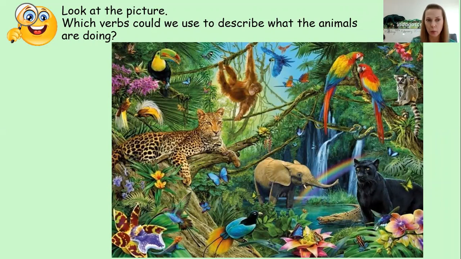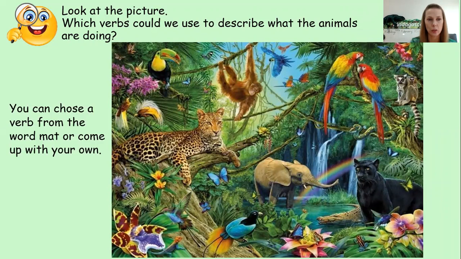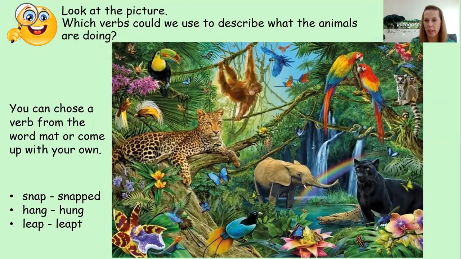Okay, what did you come up with? Could you come up with snap, maybe? That's what I came up with for the crocodile. And the past tense of snap is snapped. I came up with hang for the orangutan, and the past tense of that is hung. Then leap, I was thinking of the lemur for that one. And the past tense of leap is leapt.